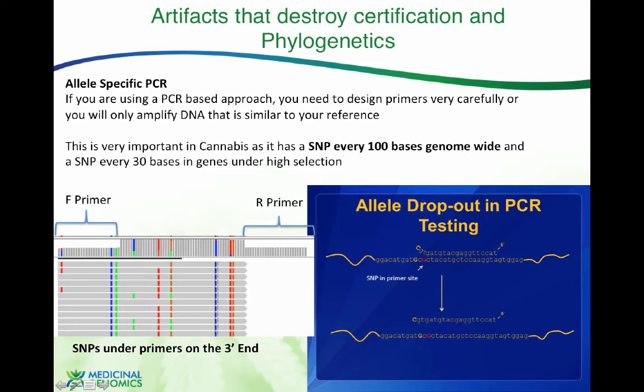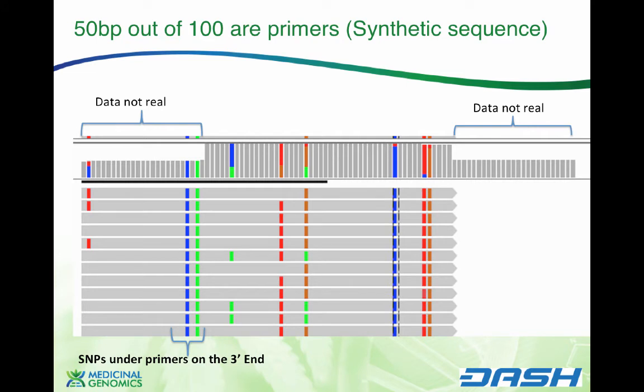You can Google this, allele dropout in PCR. There's hundreds of papers on this. This is a known problem in clinical sequencing in humans. This problem is 10-fold to 30-fold more problematic in cannabis, and so you really cannot afford to take approaches like this. Otherwise, you're going to have absolutely bogus data that no one else can reproduce.